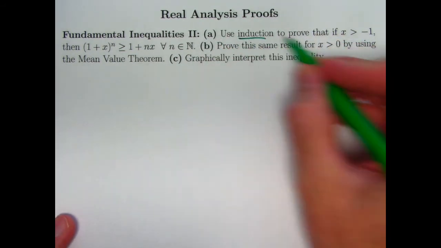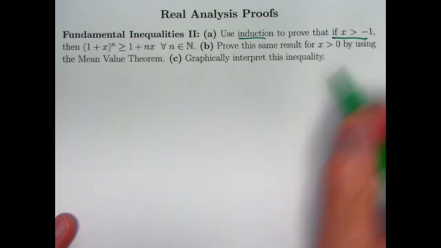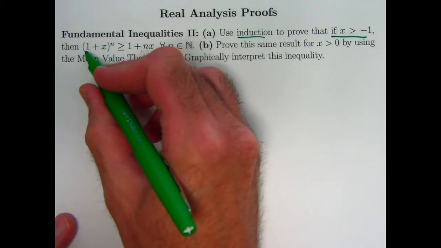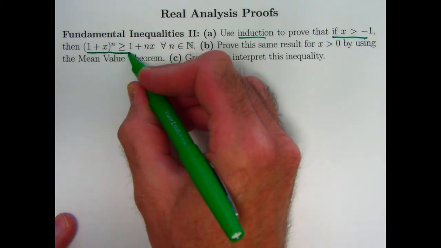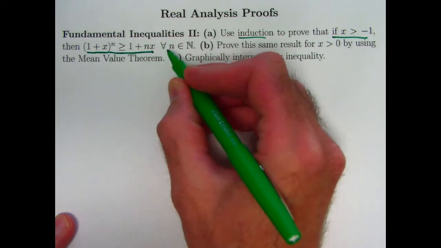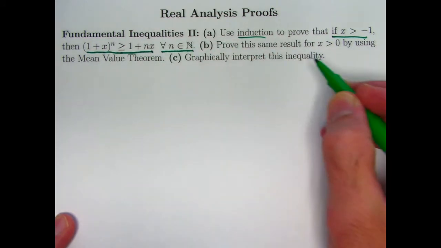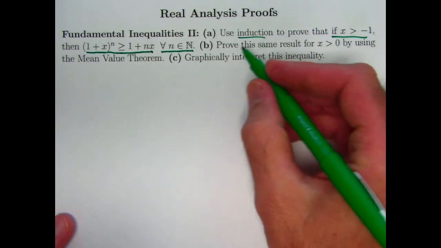I want to use induction, first of all, to prove that if x is bigger than -1, then 1 plus x to the n power is greater than or equal to 1 plus n times x for all natural numbers n, for all positive integers n.